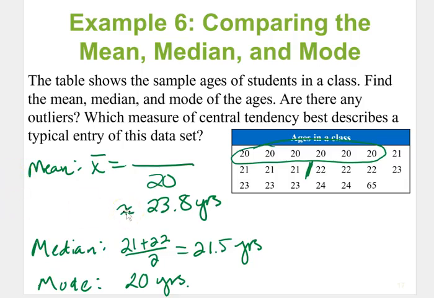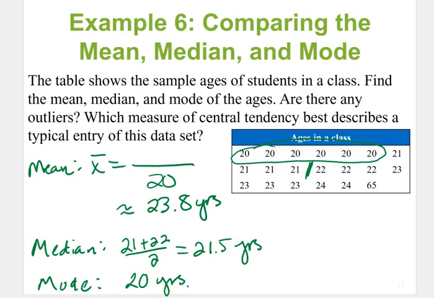So it doesn't say that the mode is going to reflect the accurate age. Like, if you call a 24-year-old a 20-year-old, they might get upset. If you call the 65-year-old a 20-year-old, they'd probably be very happy. So again, you have to think about what makes the most sense for the situation that you're dealing with.